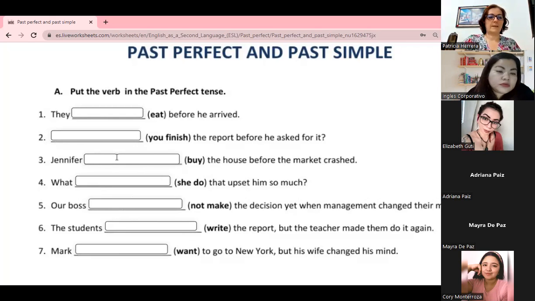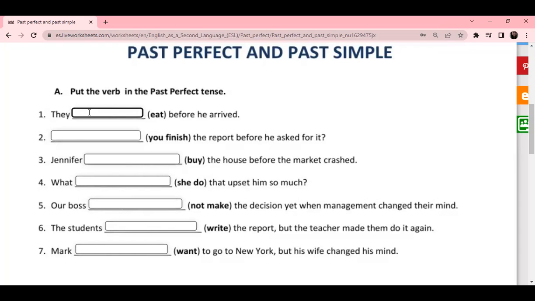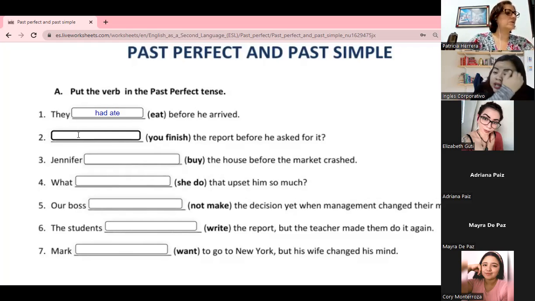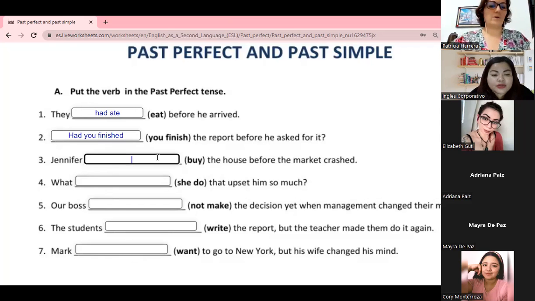They had a before he married. Okay. Have eight. Like this. It's okay. Elizabeth, I need you to find out the past participle of it because eight is the simple past. Now, tell me, Patricia, number two. Had you finished the report before he asked for it? Okay, had you finished the report before he asked for it? Very good, thank you. Now let's go with the next one, Cody, number three.